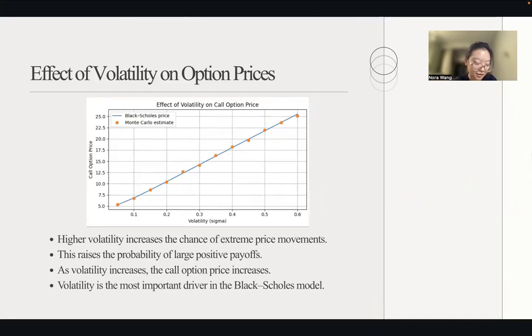This plot shows how the option price changes when volatility varies. The blue line is the theoretical Black-Scholes price, and the orange dots are the Monte Carlo estimates. We can see a very clean upward trend: as volatility increases, the value of the call option rises, and this happens because higher volatility increases the probability that the stock price ends above the strike price. Also, the Monte Carlo results match the theoretical curve closely, which confirms that the simulation is accurate.